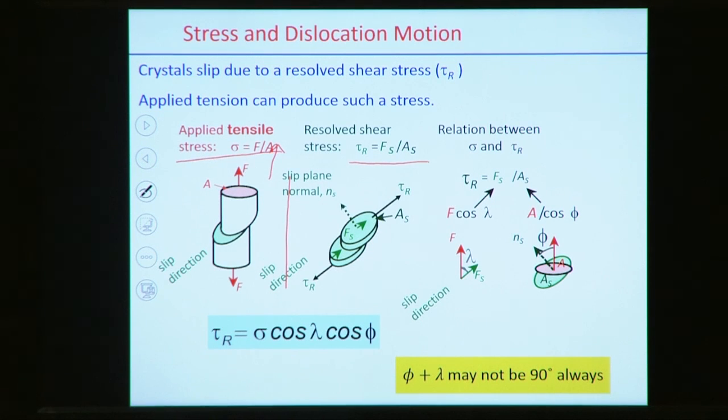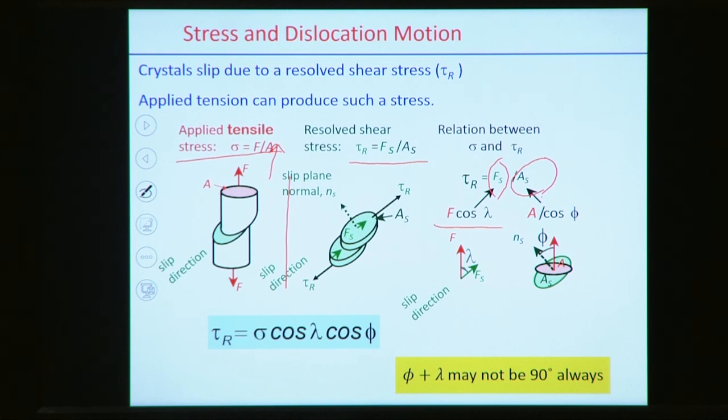But if we look into that, the resolved shear stress value, that Fs, the shear force on that plane, corresponds to the normal force being applied, F cos lambda. That lambda is the angle between the shear force and the normal force, and this A is the area of the cross section of that plane, that is the ratio A by cos phi. So phi is the angle between the direction of the normal force F and the normal to the slip plane direction. Between these two, the angle phi is formed.